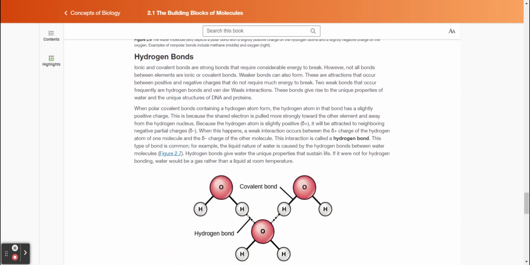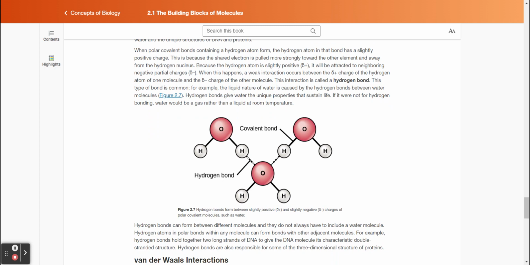Hydrogen bonds. Ionic and covalent bonds are strong bonds that require considerable energy to break. However, not all bonds between elements are ionic or covalent bonds. Weaker bonds can also form. These are attractions that occur between positive and negative charges that do not require much energy to break. 2 weak bonds that occur frequently are hydrogen bonds and van der Waals interactions. These bonds give rise to the unique properties of water and the unique structures of DNA and proteins.